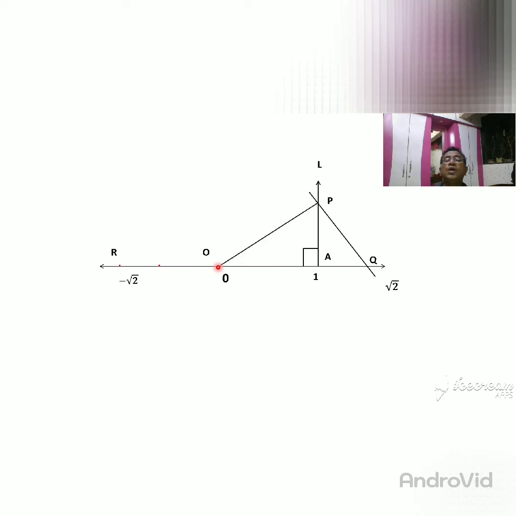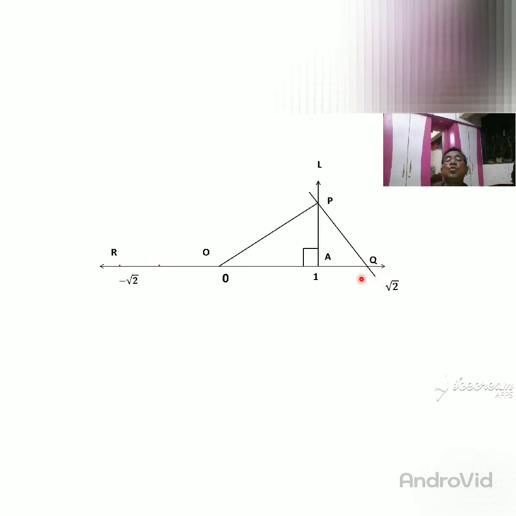You keep the rounder here at point O, keep your lead point at point P, and draw the arc, like this. This arc you draw, and the name of the arc is PQ. Where that arc intersects the number line, at that point you give the name root 2. Do you understand? It is a very simple method.